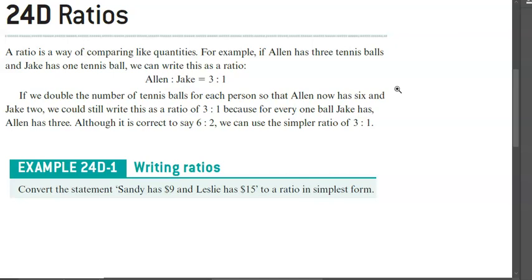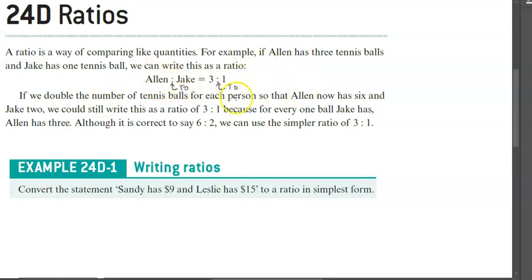has 3 tennis balls, and Jake has 1 tennis ball, we can write the ratio of Alan to Jake equals 3 : 1. Now those 2 little dots that you see, this colon, we pronounce this as "to". So the ratio of Alan to Jake for these tennis balls is 3 to 1. So Alan has 3 and Jake has 1.